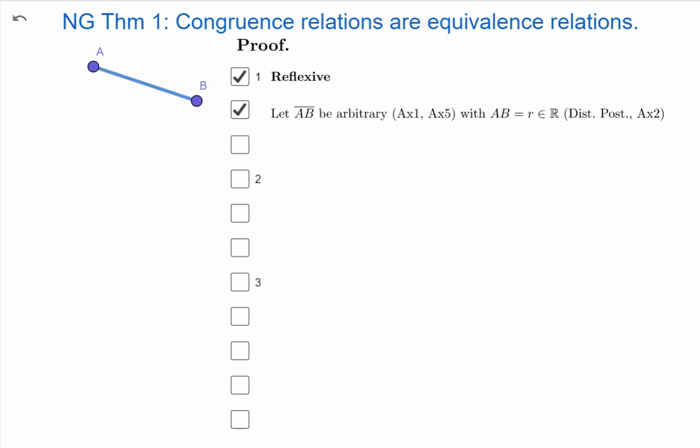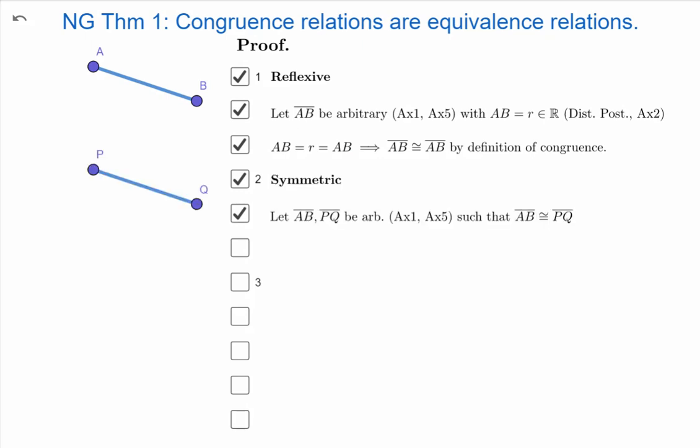All right, so we have this. Going the other way, I have a distance r, and that's the distance between A and B, so I know that segment AB is congruent to itself. Why? Because the definition of congruence is that the line segments have the same distance between their endpoints. Not too bad, and we will use the reflexive property of congruence quite often.